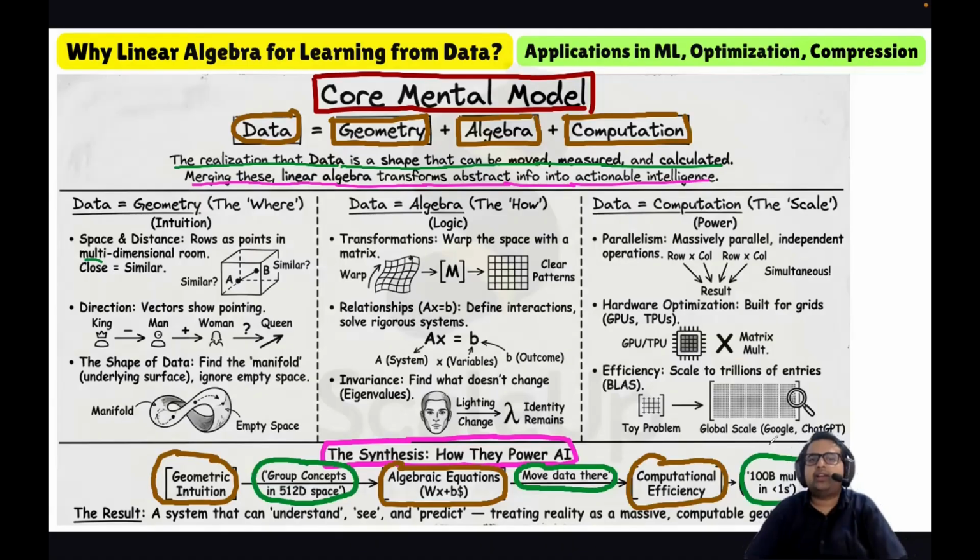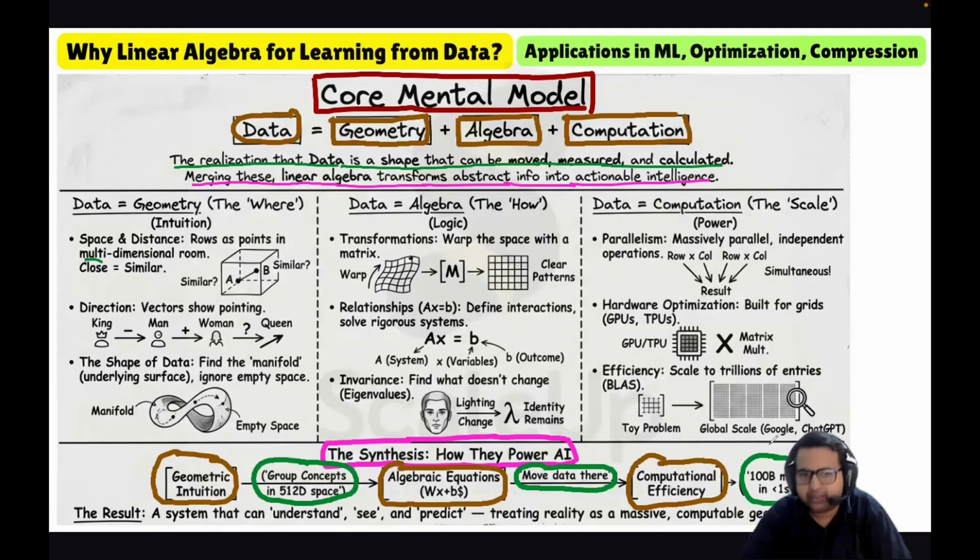So now it's very clear how these three pillars, the geometry, the algebra, and the computation, are powering the AI. If we represent the data in the form of vectors and matrices, we are able to group it in a way we want. We can group similar concepts, or group concepts in any n-dimensional space.